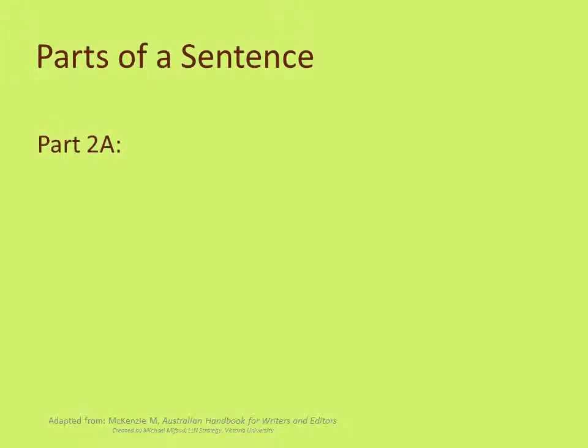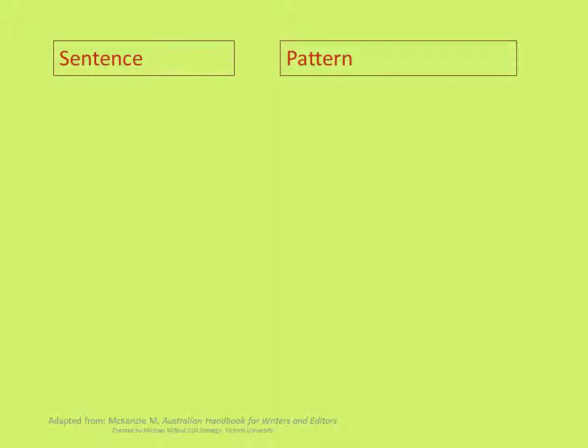A sentence pattern refers to the basic structure of a sentence. There are 5 ways in which sentence predicates are constructed. Here are examples of each of these. Fleas bite. This is the basic subject-verb pattern. Fleas being the subject, bite being the verb.